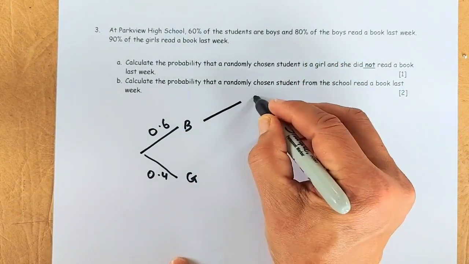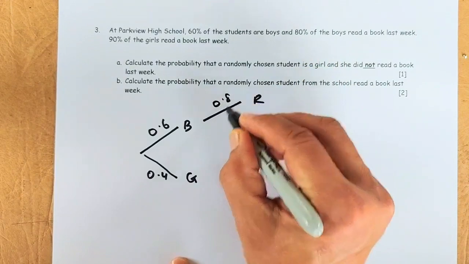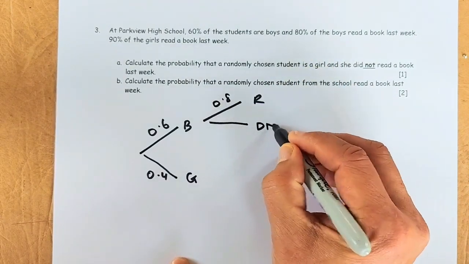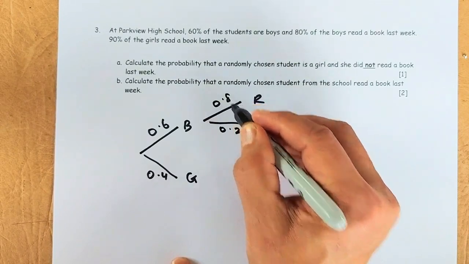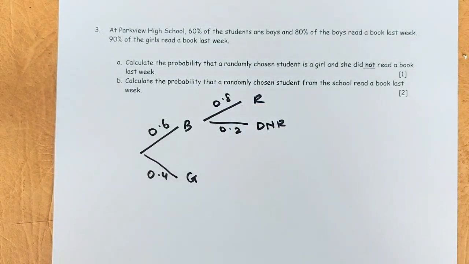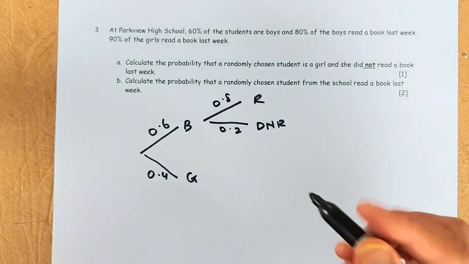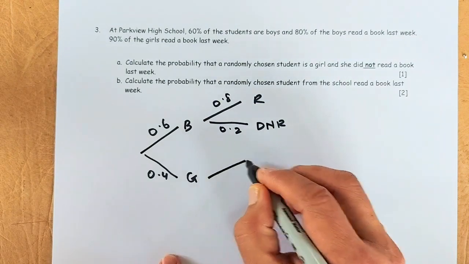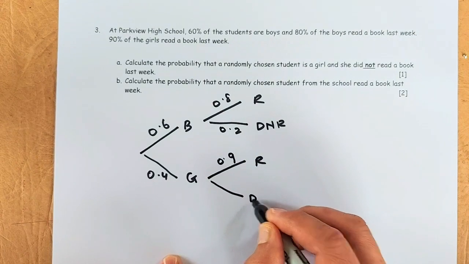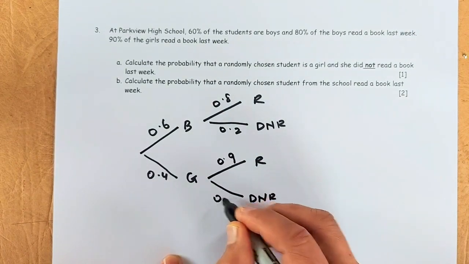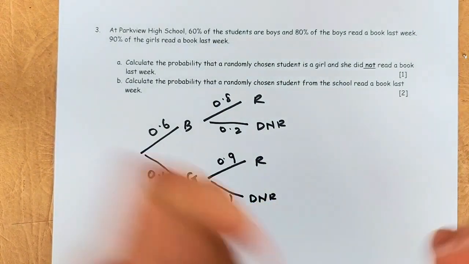So boys who read is 80%, 0.8. Do not read is going to be 0.2, because if the readers are 80%, the non-readers will be 20%. 90% of the girls read a book. So girls read a book, 0.9, and did not read is going to be 0.1. So that's the tree.